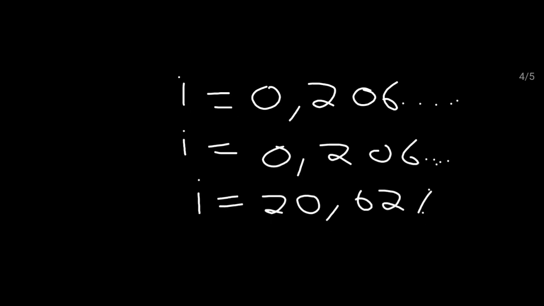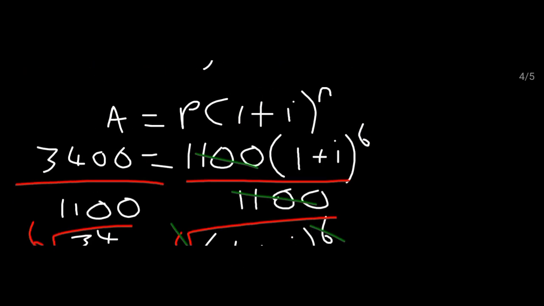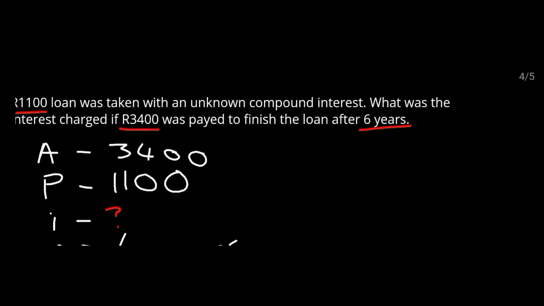20,62%. But I like to round off my percentage to the nearest whole number. So when rounding to the nearest whole number, look at the number after the comma, and if it's above 5 you add a 1. So we say 21%. Or this person was charged 21% interest.